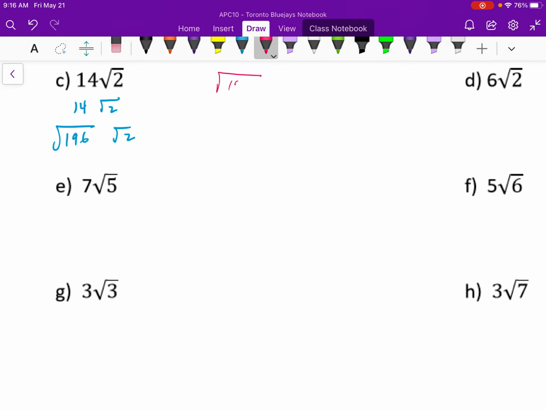So I know that 14 is the square root of 196, so this is the square root of 196 times the root of 2. Now I just need to multiply these two together and I am done. So I'm going to rewrite this as 196 times 2. And I'm sure at home you're complaining, why am I doing this? Long form multiplication, which is nice. The square root of 196 times 2 ends up being the square root of 392. And really that's all there is to it.